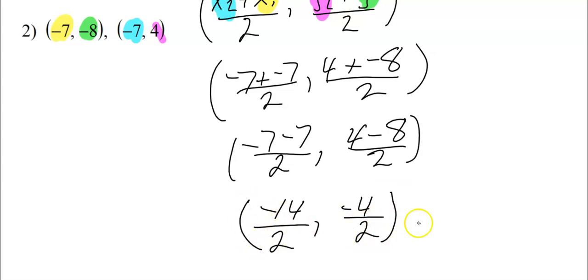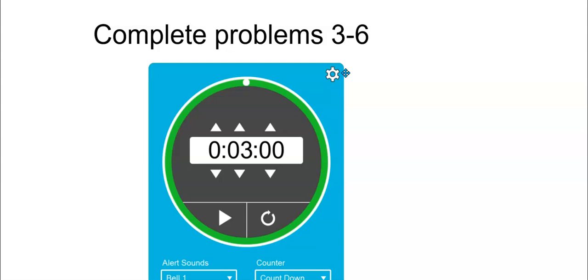Write my answer as a point. So -14 divided by +2 is -7. Watch your signs, friends. I almost forgot. -4 divided by +2, that's a -2. Make sure you put it in parentheses so you can show it's a point. All right, so go ahead and hit pause and answer questions 3, 4, 5, and 6. And when you're done answering those, come back and I'll help you with number 7.